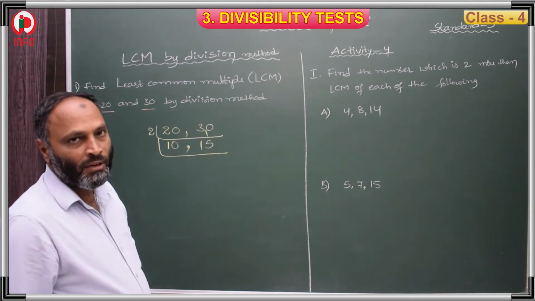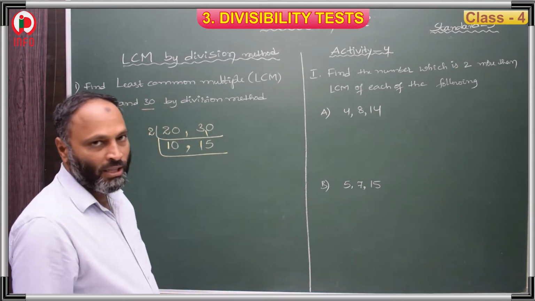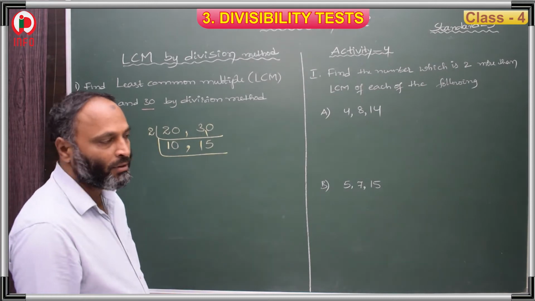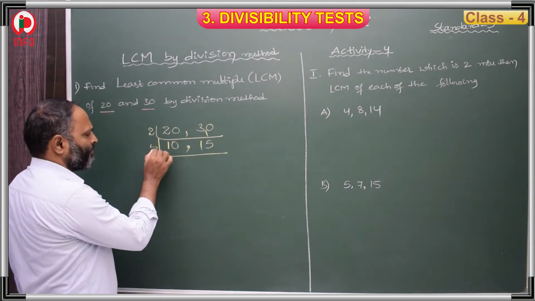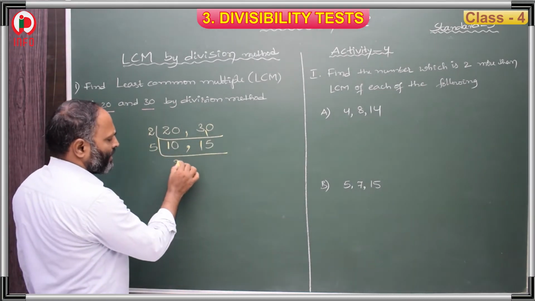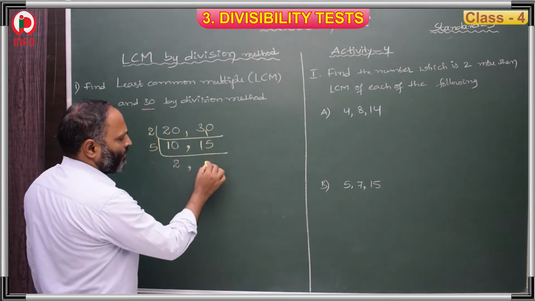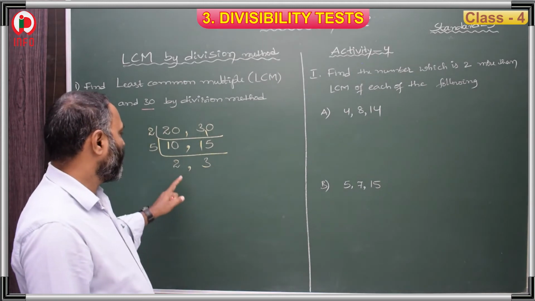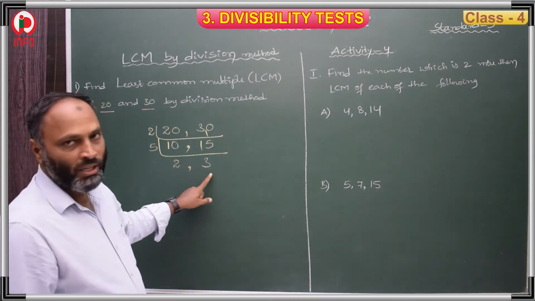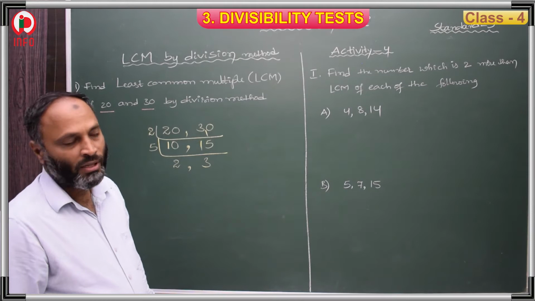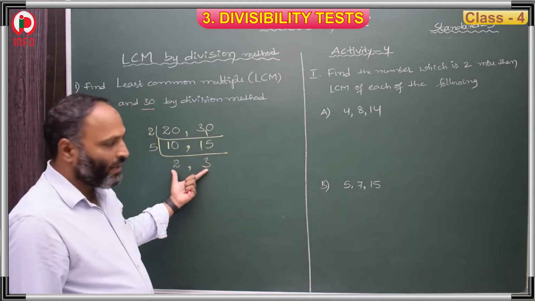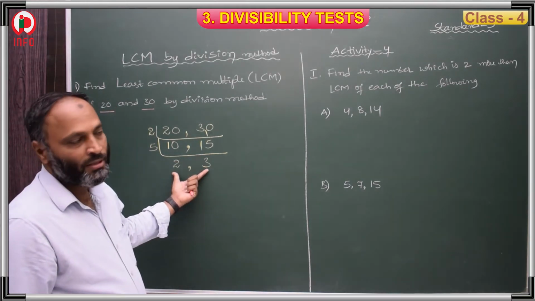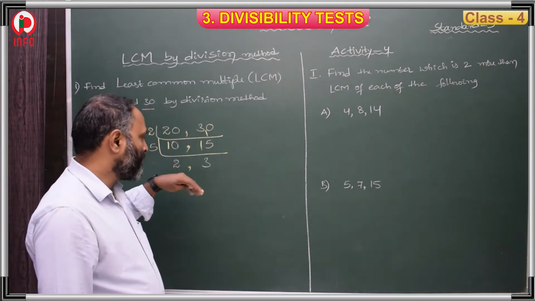If the one's place is 5 and the one's place is 0, then we go for the 5 table. Then 5 2s are 10, 5 3s are 15. Now if we check this 2 and 3, these two are prime numbers. Whatever numbers are left, they are prime numbers, so no need to divide further. Stop here only.